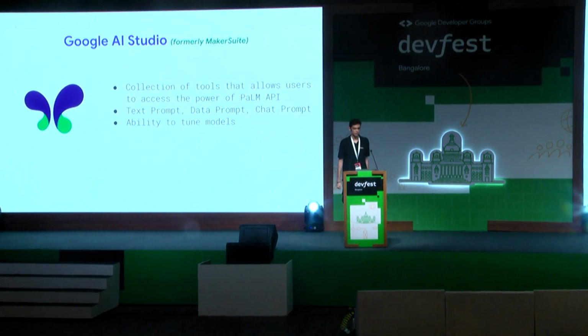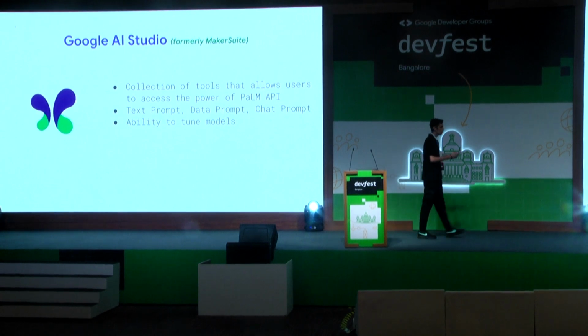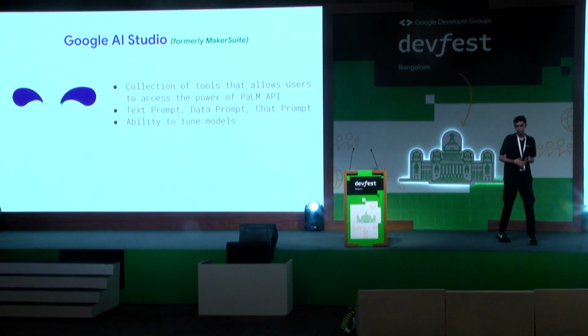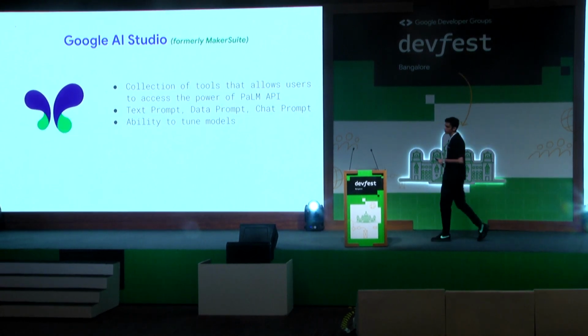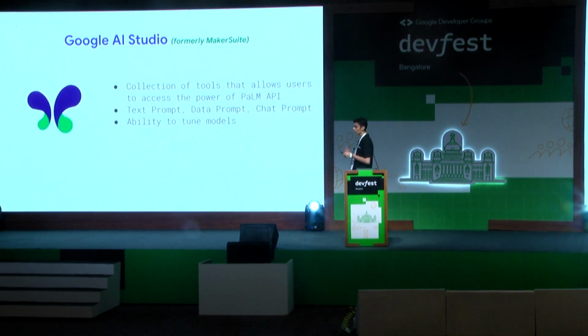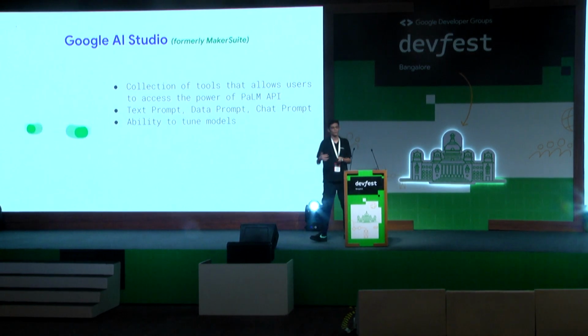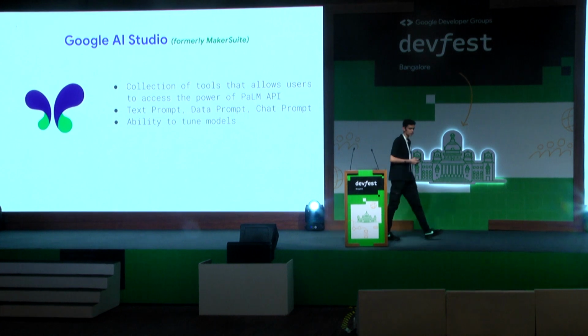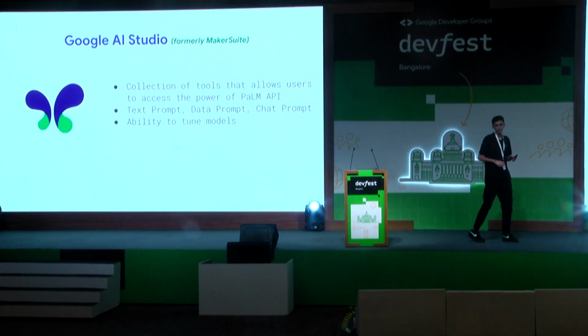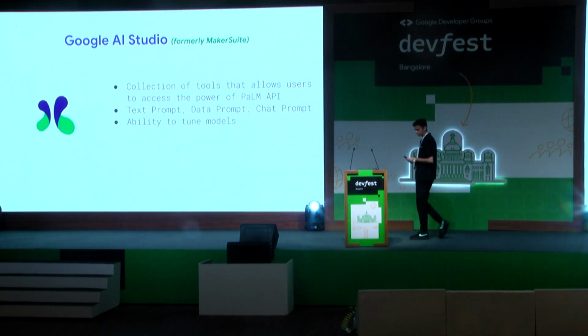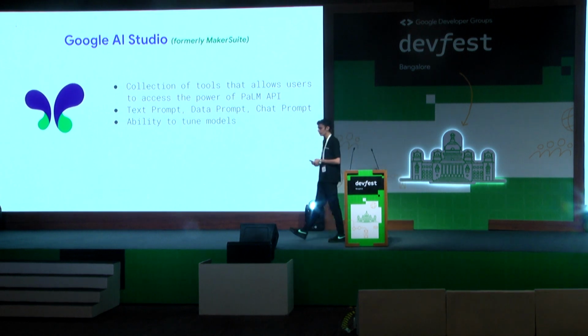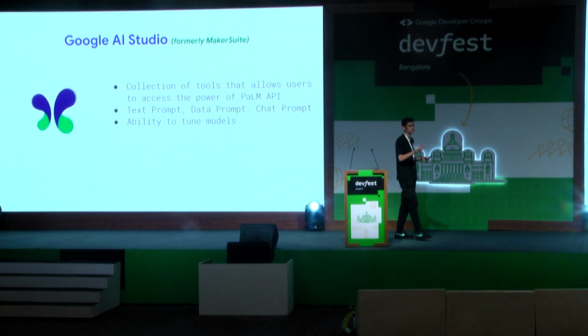Now, Google AI Studio. What is Google AI Studio? Formerly known as MakerSuite. It is a collection of tools that allow users and people to access the power of the PaLM API, which is now known as the Gemini API. But for this presentation and the demo today, I'll be using the PaLM API only. And there are multiple features that Google AI Studio has. You have text prompts, you have data prompts, and you have chat prompts.